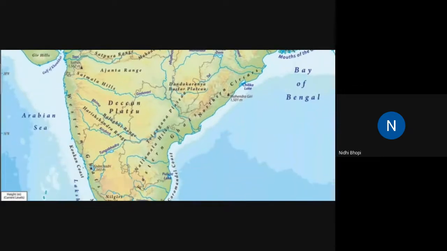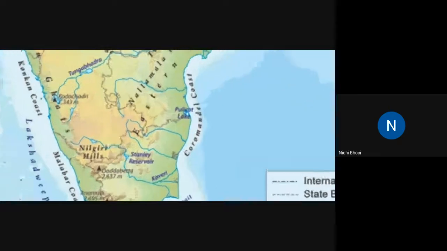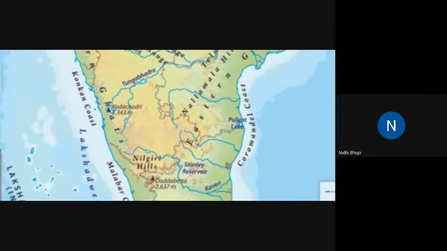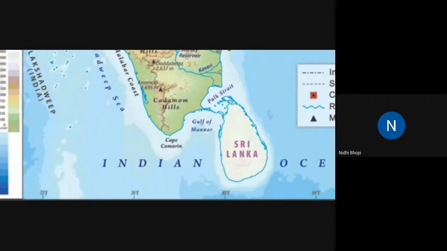Then we had coastal areas, eastern coastal and western coastal. You can see Coromandel Coast, here Malabar, Konkan. This is the coastal area, Malabar coast, Coromandel coast. Down it is Indian Ocean.